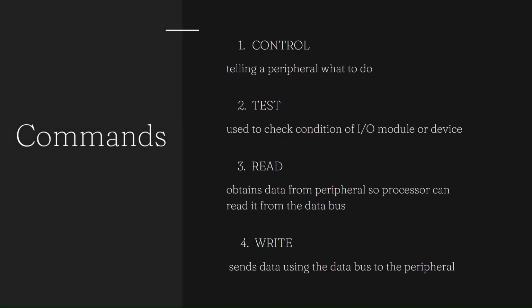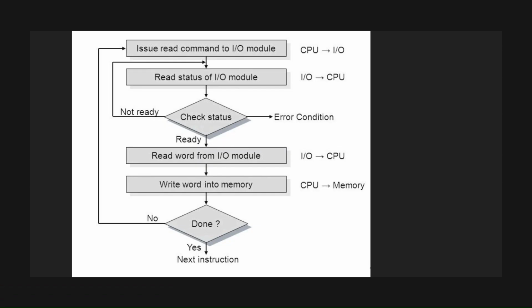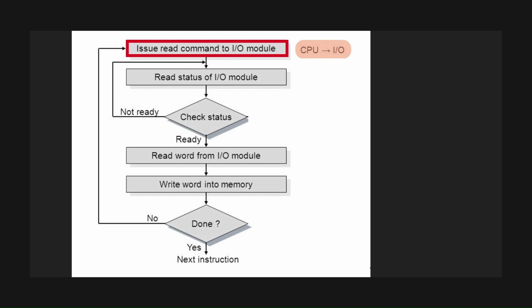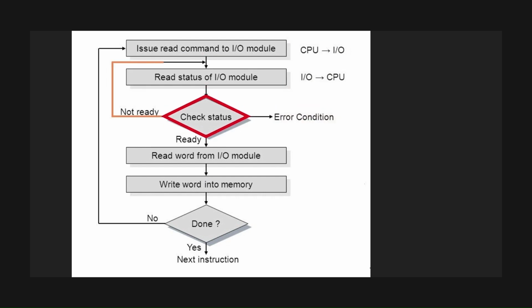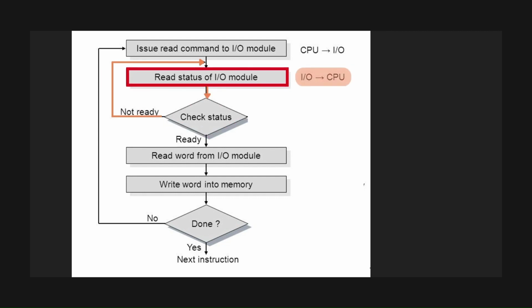Now let's take a look at the flowchart. So now I will explain the instruction cycle of programmed I/O. The CPU first issues a read command to the I/O module. After that, it reads the status of the I/O module. That means it checks whether the I/O module is ready to send the data to the CPU. If an error occurs, meaning the I/O module is busy doing some other work and is not ready, then it again reads the status of the I/O module until it is ready.